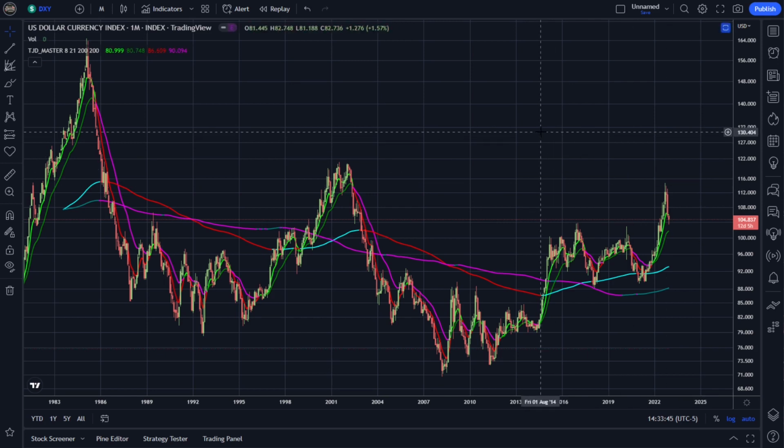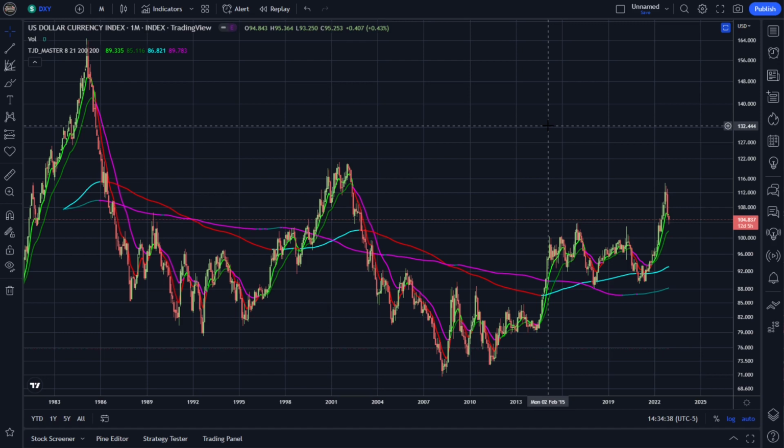All right, so here we have the DXY dollar index. First off, let's talk about why this is so important. Obviously, the buying power of currency is important. But when you start to add the different levels of it and say, okay, not only is the buying power of your currency relative to the goods and services you want to purchase important, but also relative to other currencies.